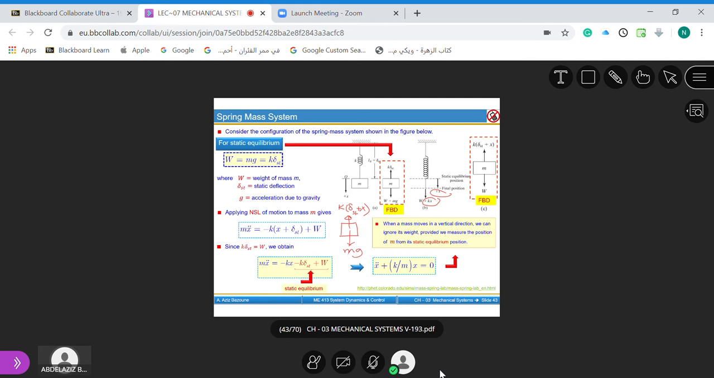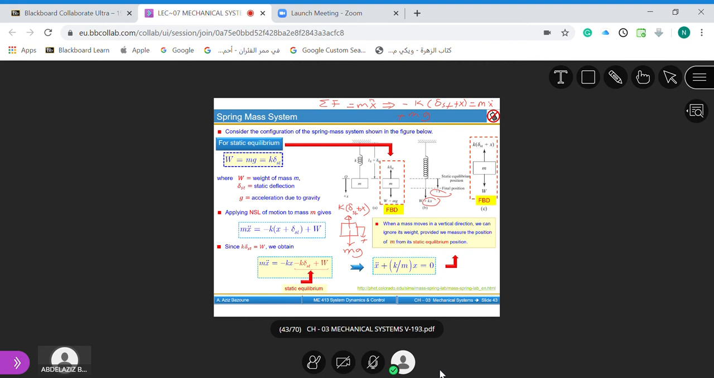Now, if I write Newton's second law, sigma force is equal to mass times acceleration. I push it down, this is the positive direction, plus x. So I will have minus k, delta static plus x, equal to m x double dot, plus mg, because mg is in the positive direction.